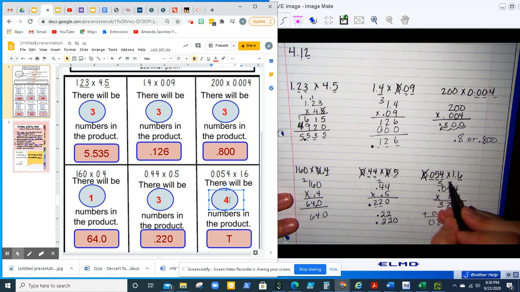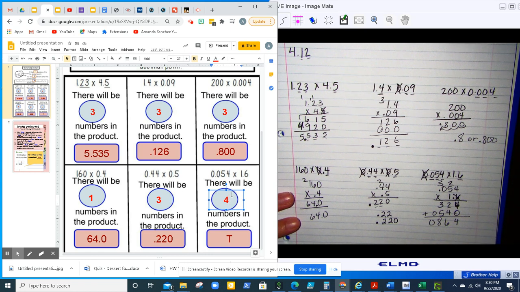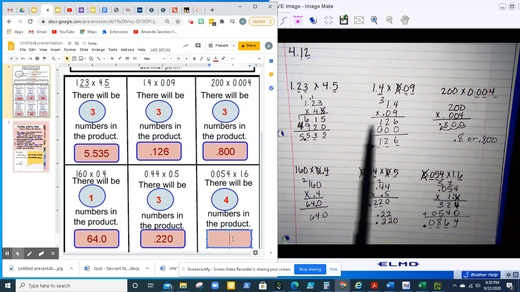So how many numbers did we say were going to be behind the decimal? We have 4, because we've got 1, 2, 3, 4. 1, 2, 3, 4. Decimal goes all the way in front. So 0.0864 is the final answer.